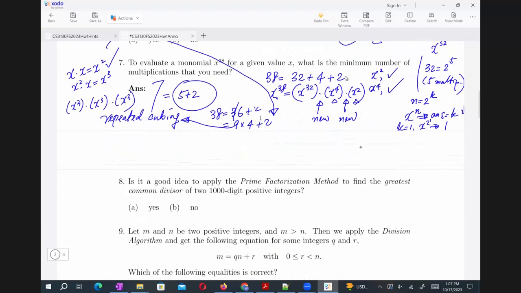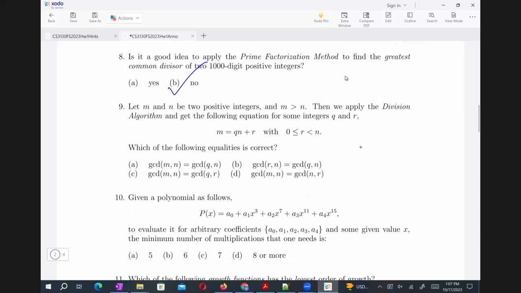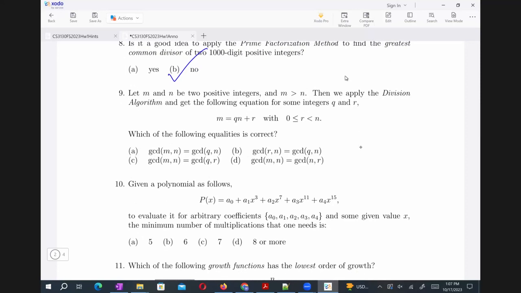All right. Number 8. No. Not a good idea. Almost all of you, as I know, I couldn't remember anyone missed this one. But number 9, many of you missed number 9. The answer is D. But many students give me C option.